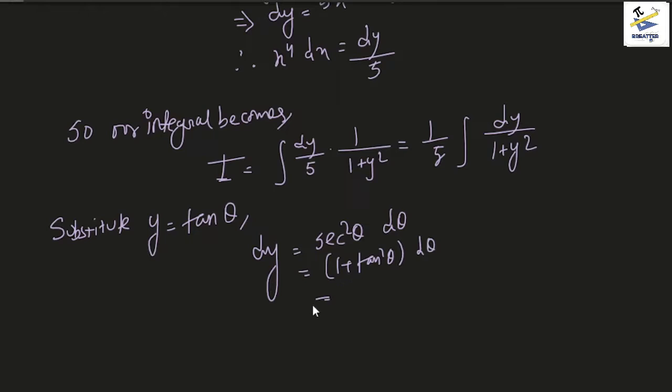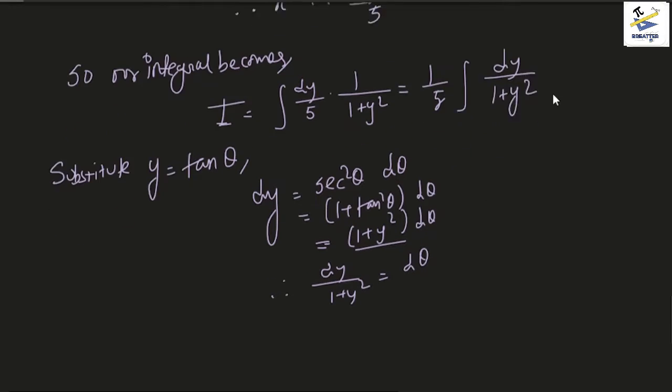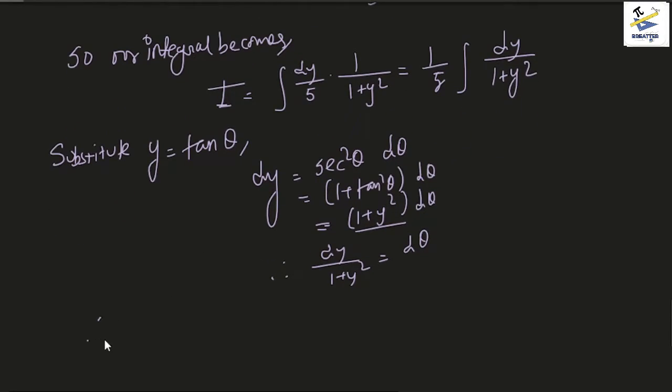And as you know, 1 plus tan square theta is just 1 plus y square d theta. So therefore, taking this on the left hand side, we get dy by 1 plus y square equals d theta. So this whole thing becomes d theta, right? So therefore I equals integral of d theta by 5, and integral of d theta by 5 is just theta by 5 plus c.